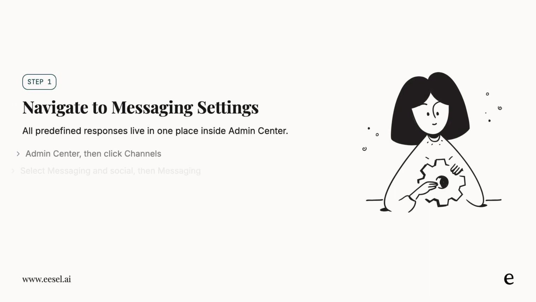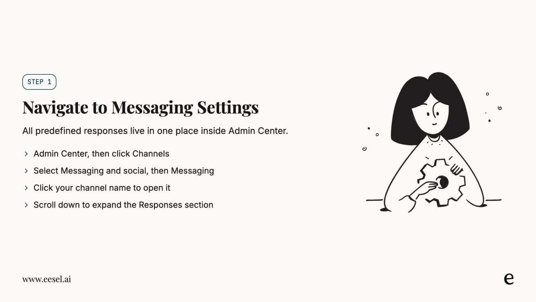Step 1 is finding the right panel. Go to Admin Center, click Channels in the sidebar, then select Messaging and Social, followed by Messaging. Open your channel by name and scroll down until you see the Responses section. That is where all the configuration happens.